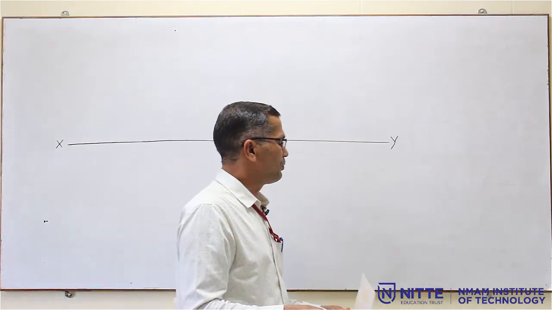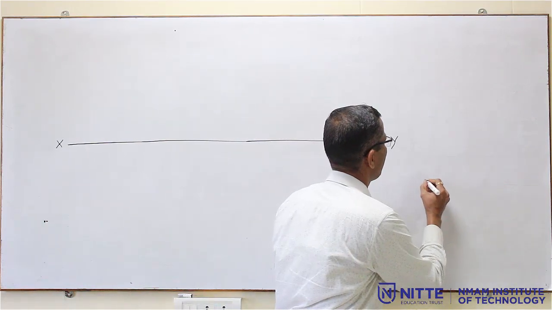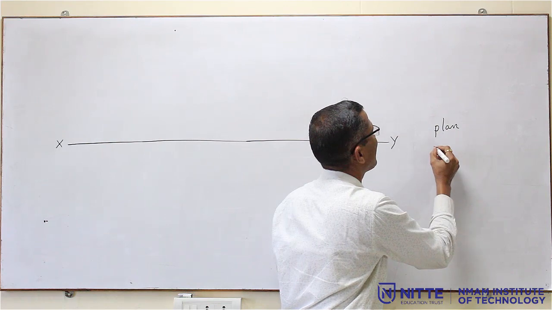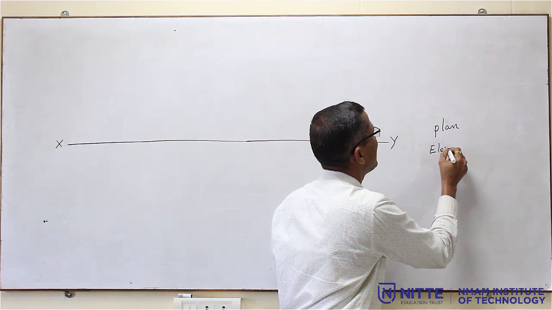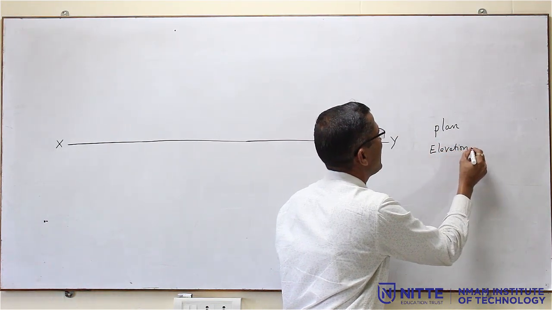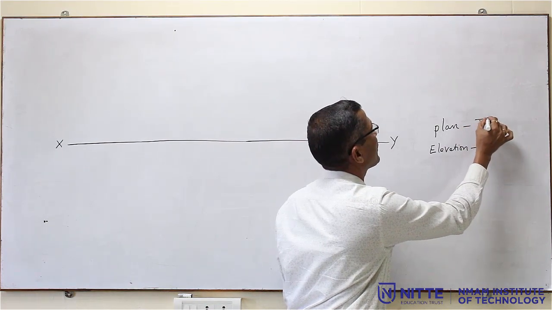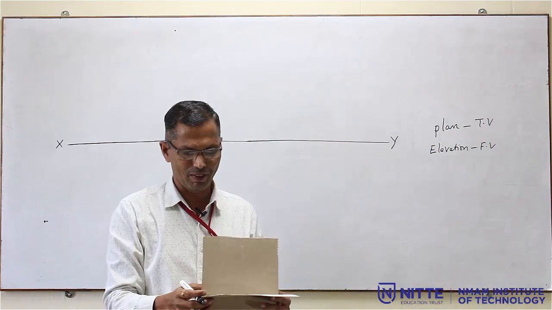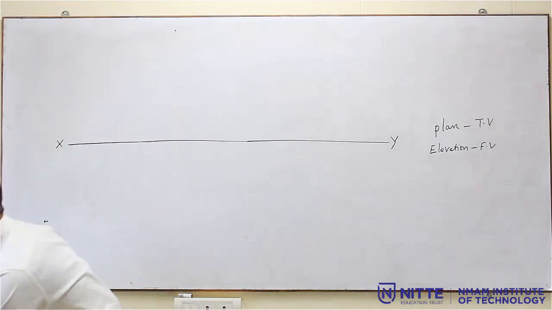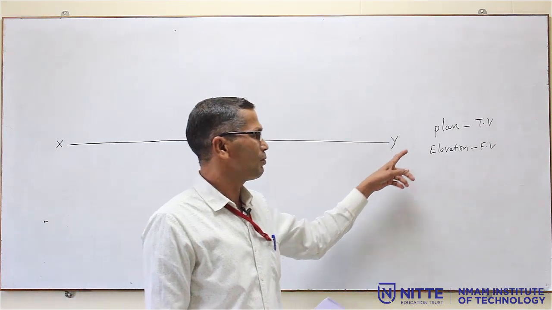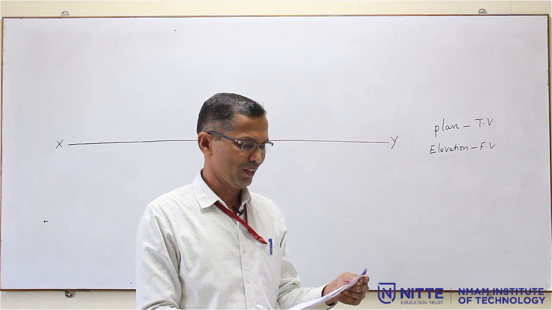And there are two terms, plan and elevation. Elevation means it is the front view and plan means it is the top view. So, that you have to remember. In some of the problems they will mention the front view and top view, and in some of the problems they will mention plan and elevation.